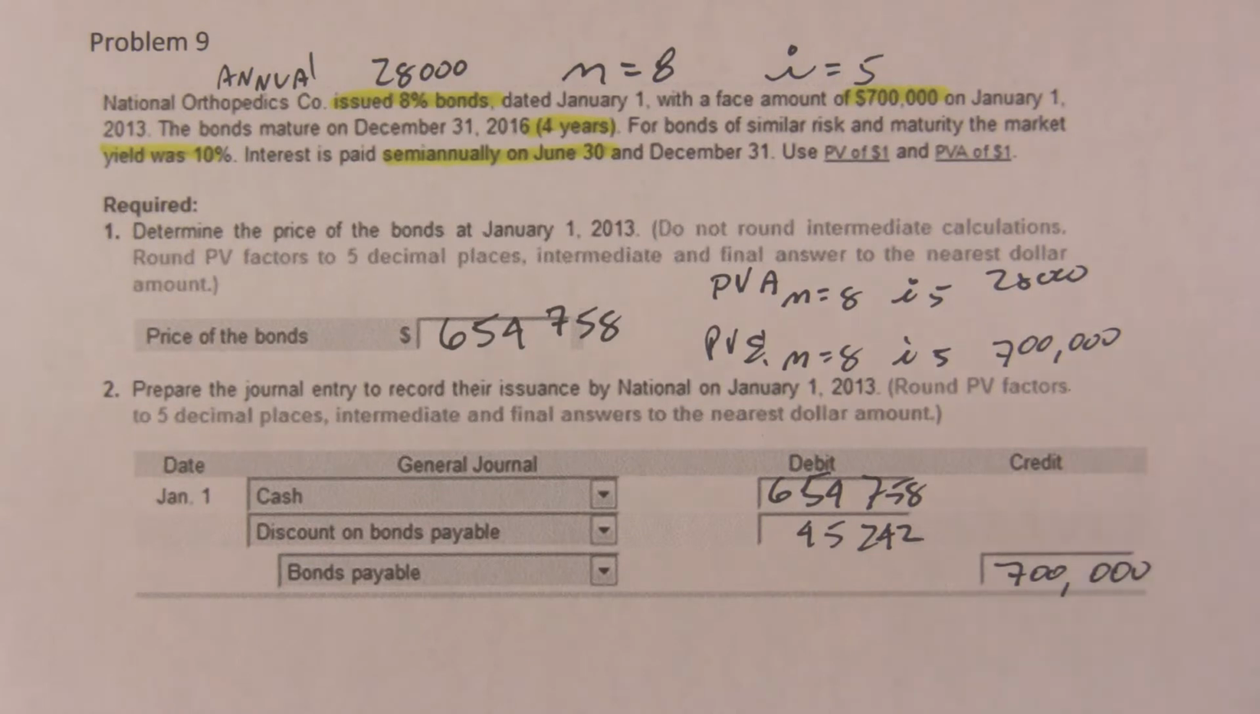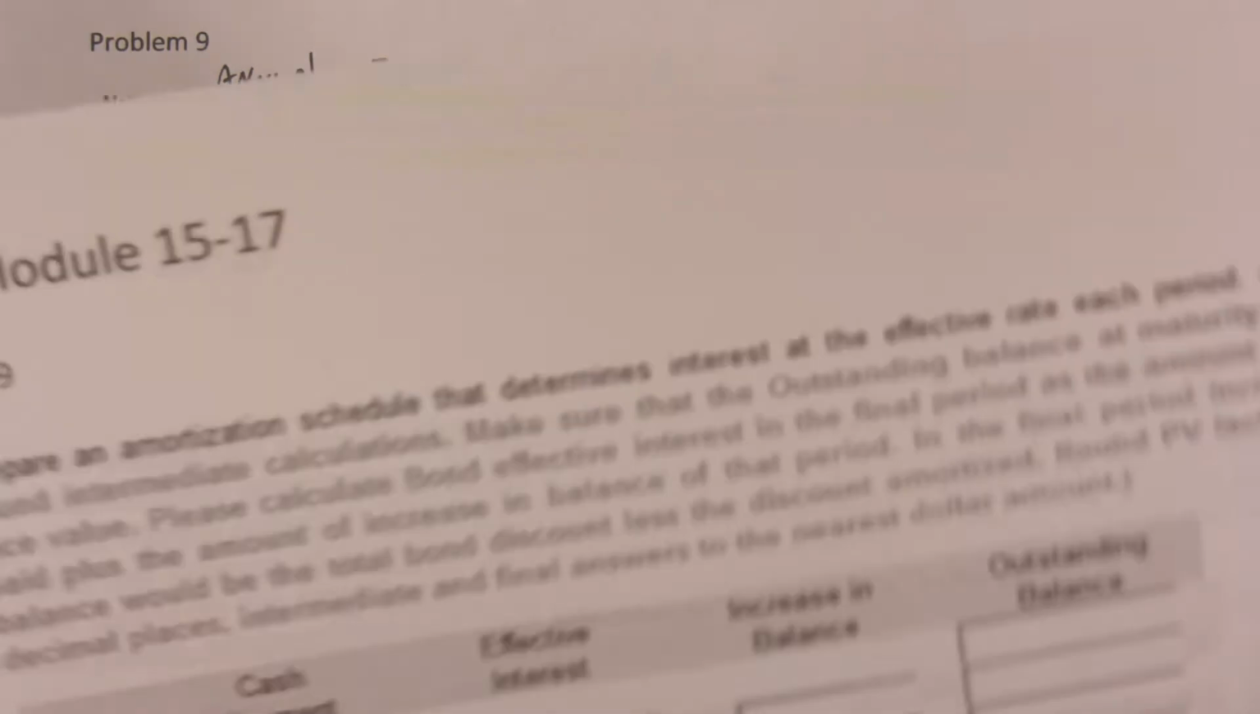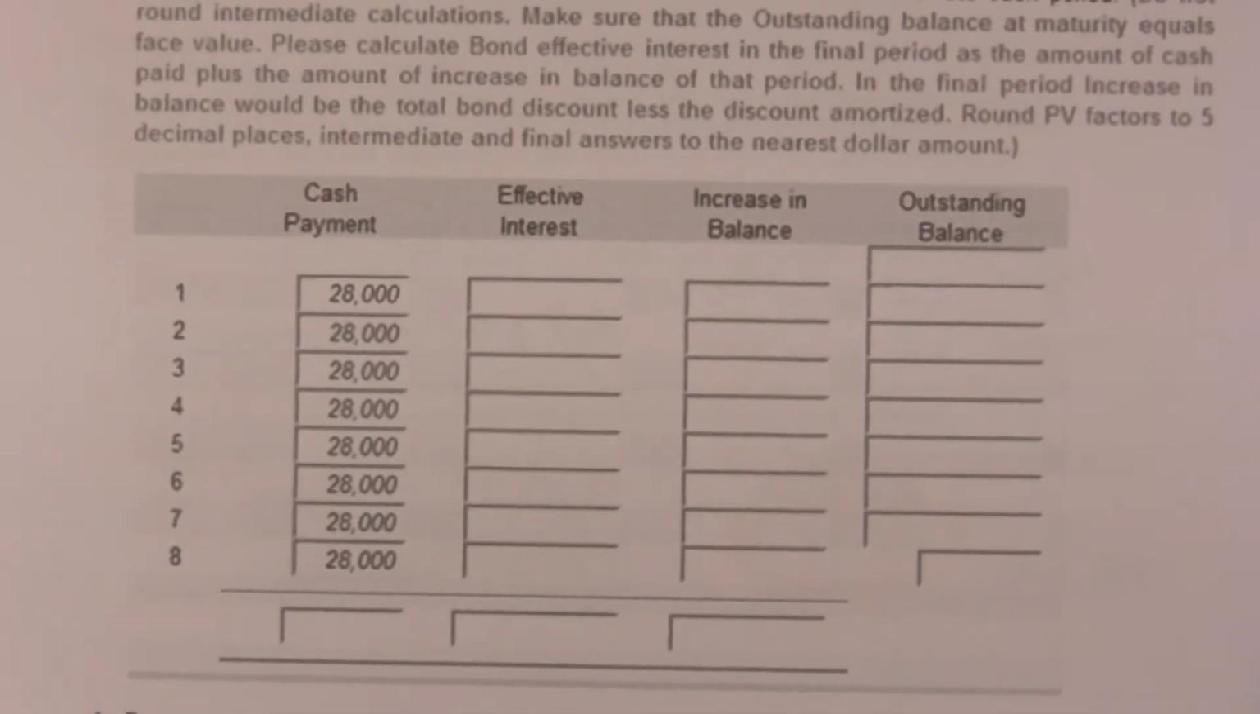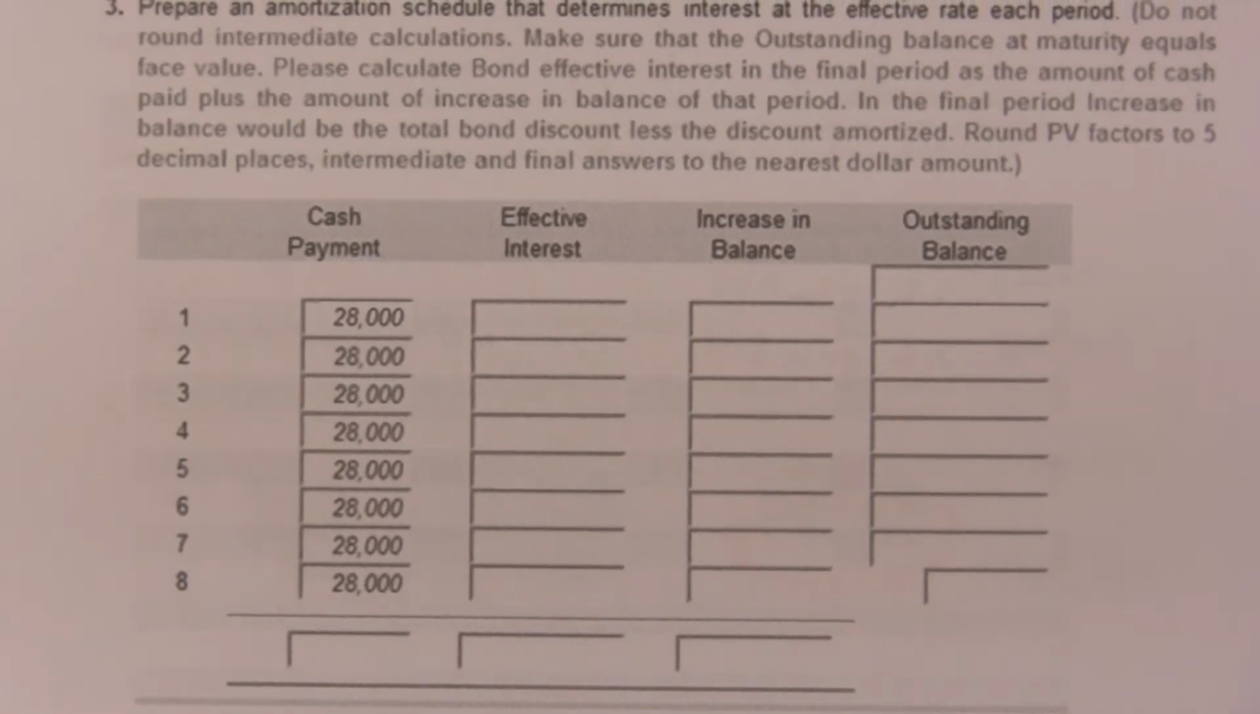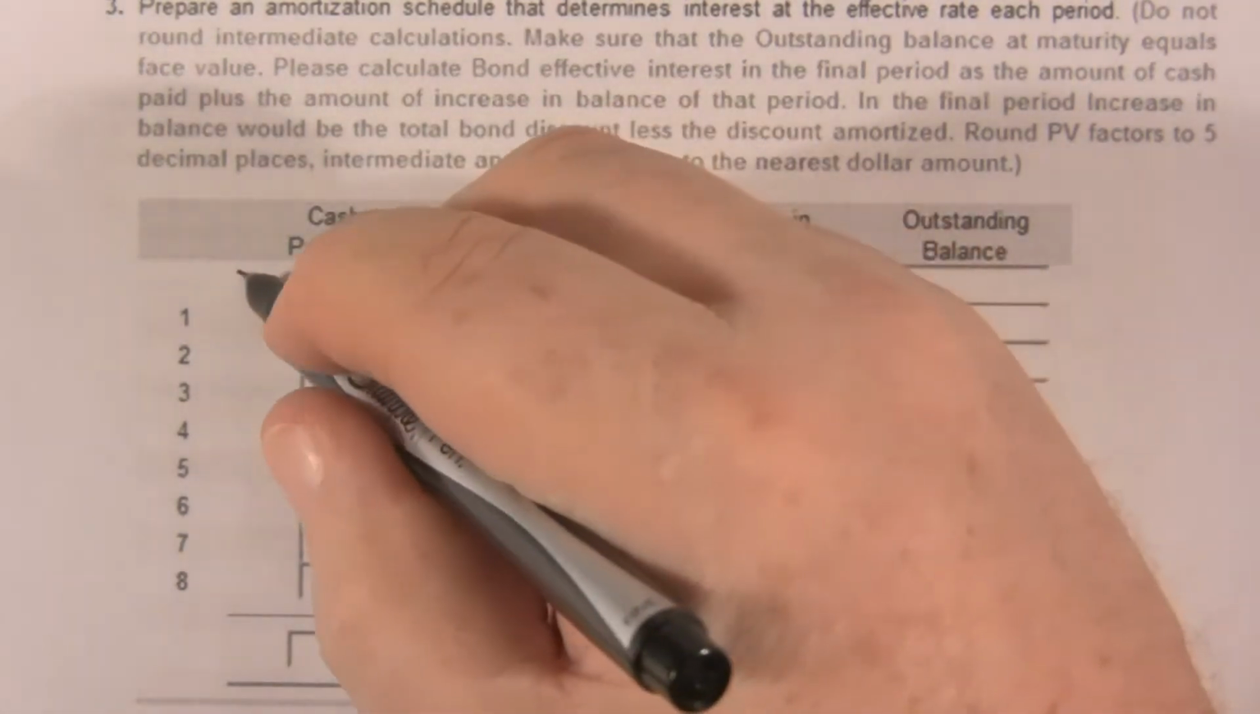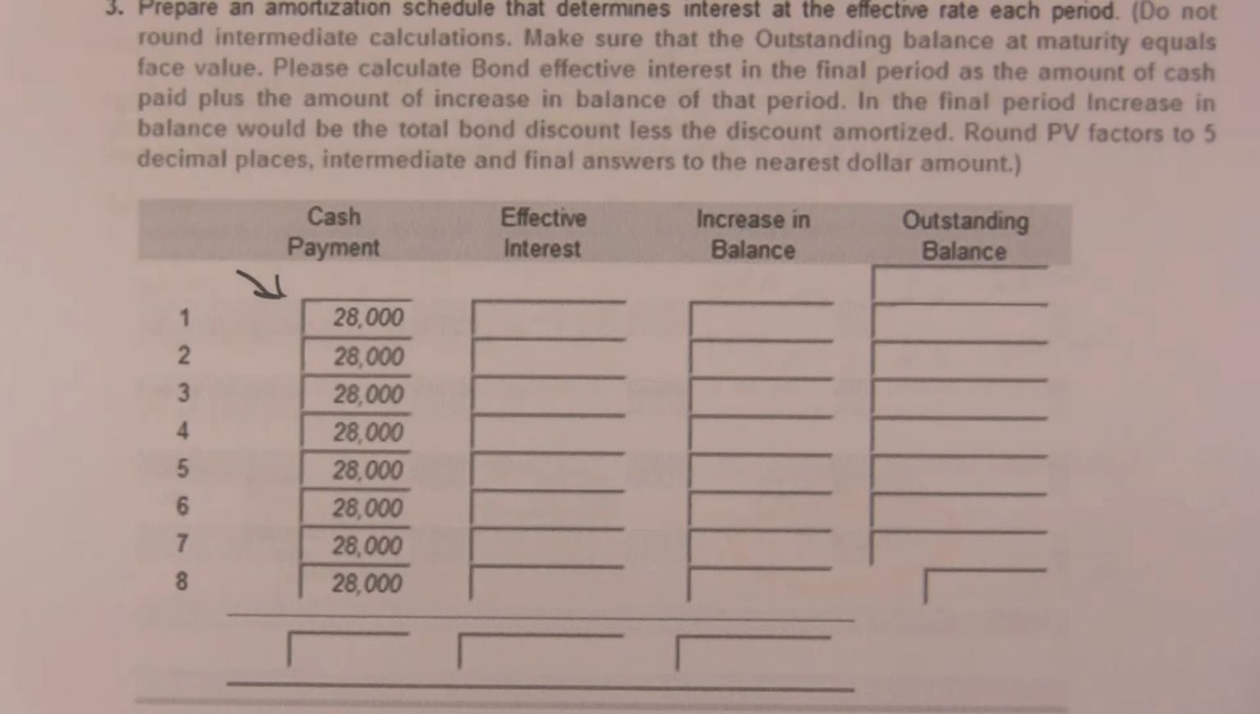Now, our task, and this is what we have to work on next, is we have to make that discount go away. We have to use that discount up over the next 4 years or 8 interest periods to come up to the face value of 700,000 at the end. So we need to fill in this amortization schedule. And don't get all funky about an amortization schedule. It's no big deal. We're always going to be paying that $28,000.